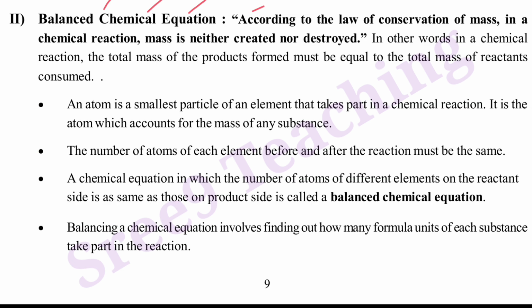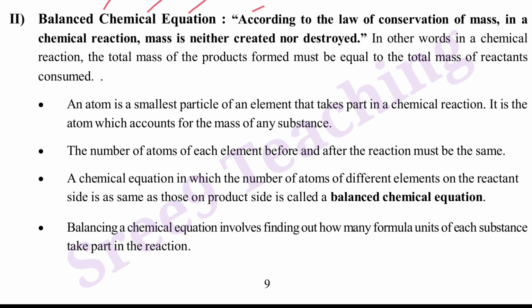Now let us see on the screen the second one, balanced chemical equation. We have seen what a chemical equation is, and next a new word came, balanced. Now let us see the meaning of balanced chemical equation. See here, a rule is there. According to the law of conservation of mass, which you have learnt in 9th class, in a chemical reaction, mass is neither created nor destroyed.